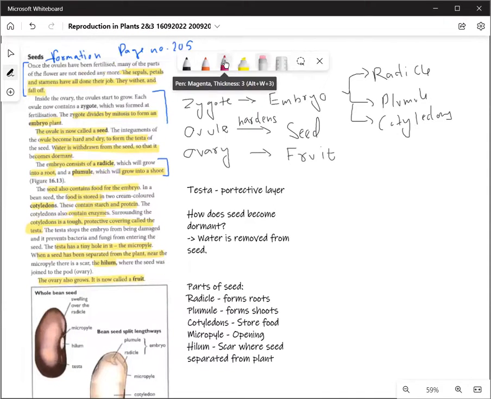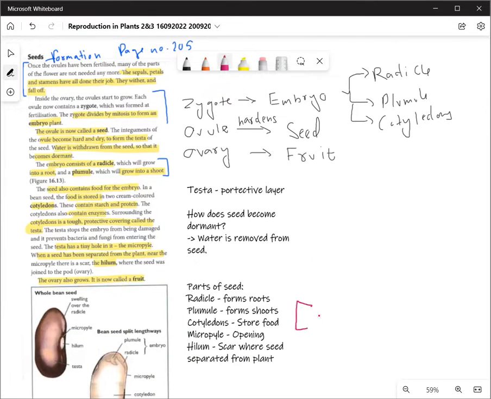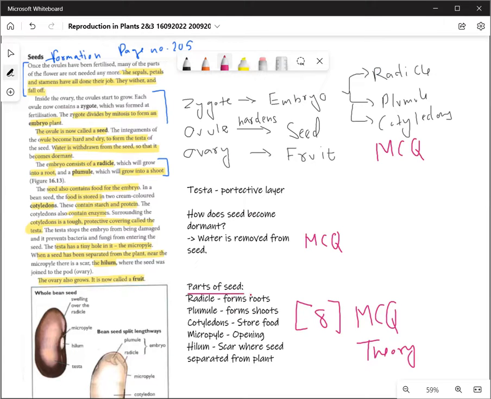Now, I kid you not, these things are about 8 marks in the exam. MCQ and theory. And this especially is in the MCQ. The zygote, embryo, this is again in the MCQ. But especially this part, the parts of seed, is in theory. I can give you a question, but not today. I'll give you an assignment on this with all the past paper questions. You can also buy the booklet of past paper questions if you want.